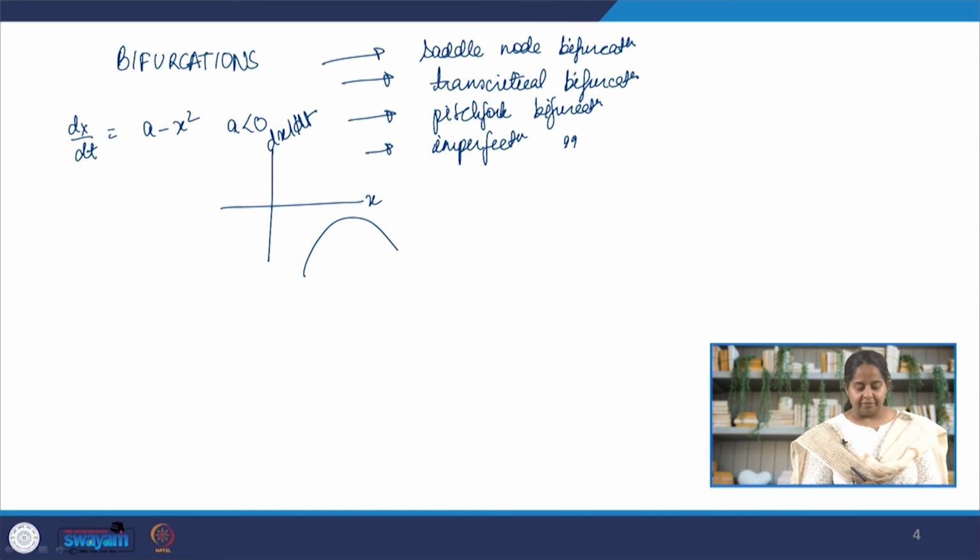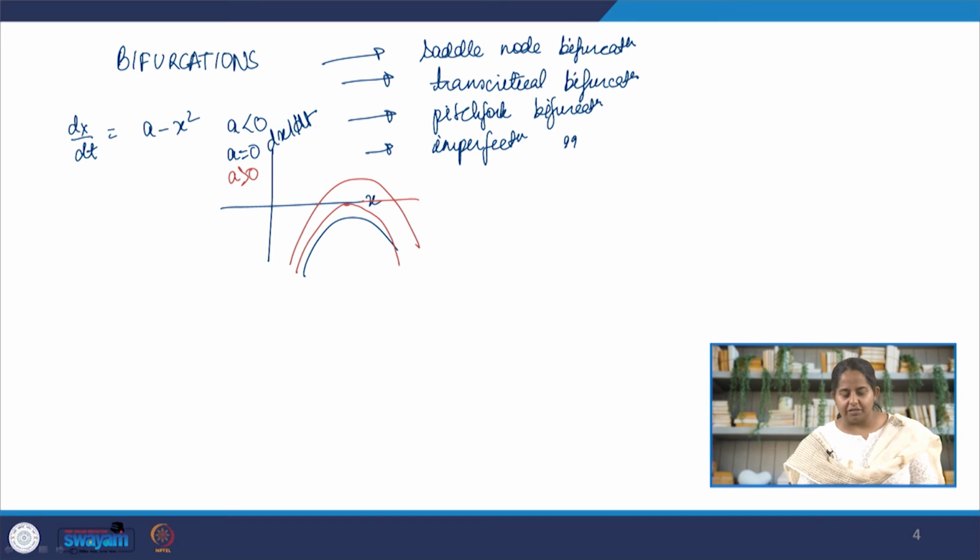No fixed point. Now, as we increase the value of a, so let's say a is equal to 0. Now, when a becomes equal to 0, there appears the first fixed point, which is tangential to the x-axis. And then as a becomes greater than 0, now two fixed points appear. So, this was a classical example of saddle node bifurcation, where two new fixed points appeared.